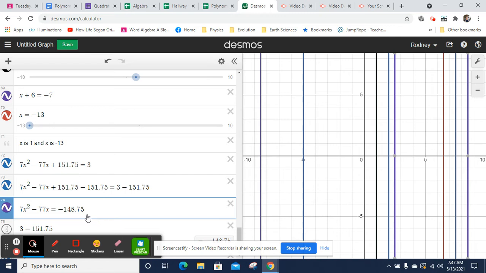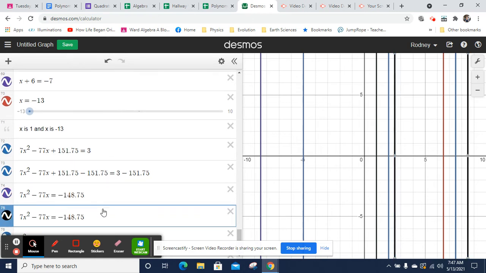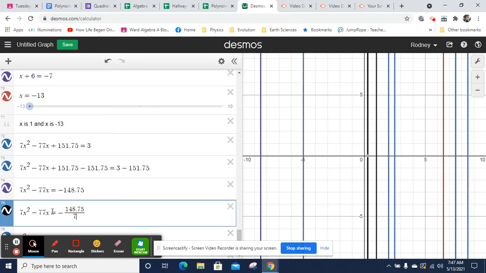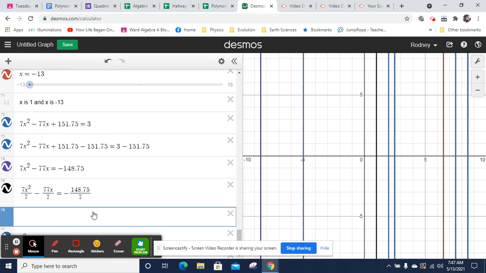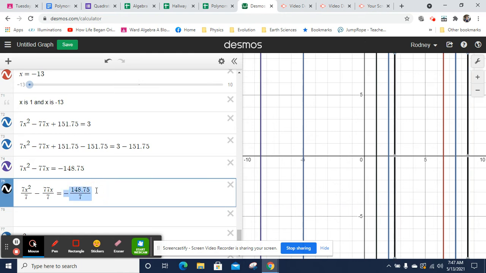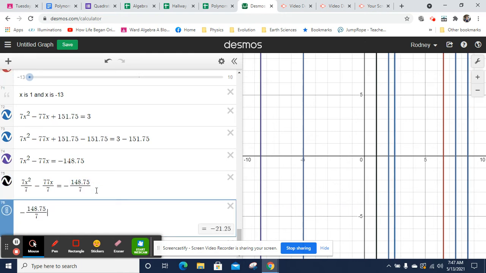Okay, now I'm going to notice that I have a lead coefficient of 7, and I will need that if I'm going to graph this, but for just solving this, I can just factor it out of everything. So let's do that. So that divided by 7, that divided by 7, and that divided by 7. Okay, so the only one that's going to be complicated is this one. What is that equal? So I'm going to use a calculator for that. Okay, and I get negative 21.25.